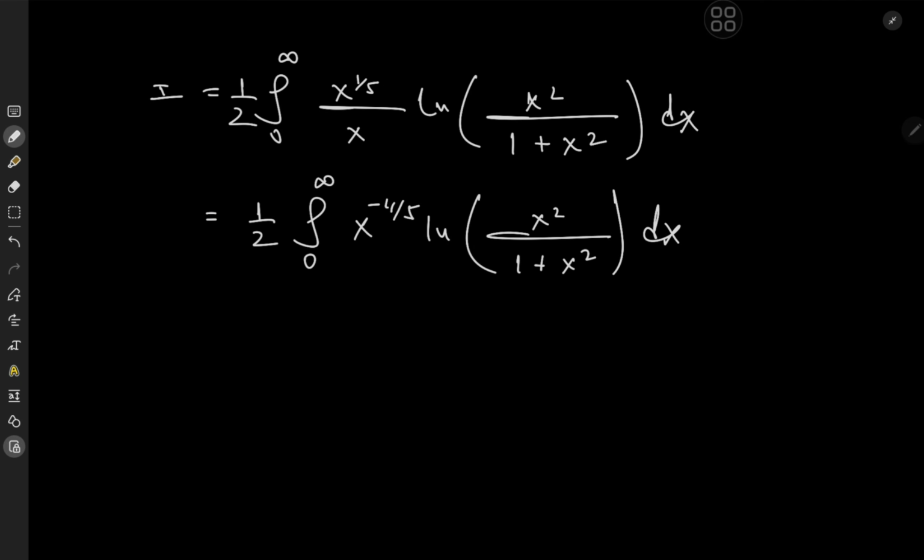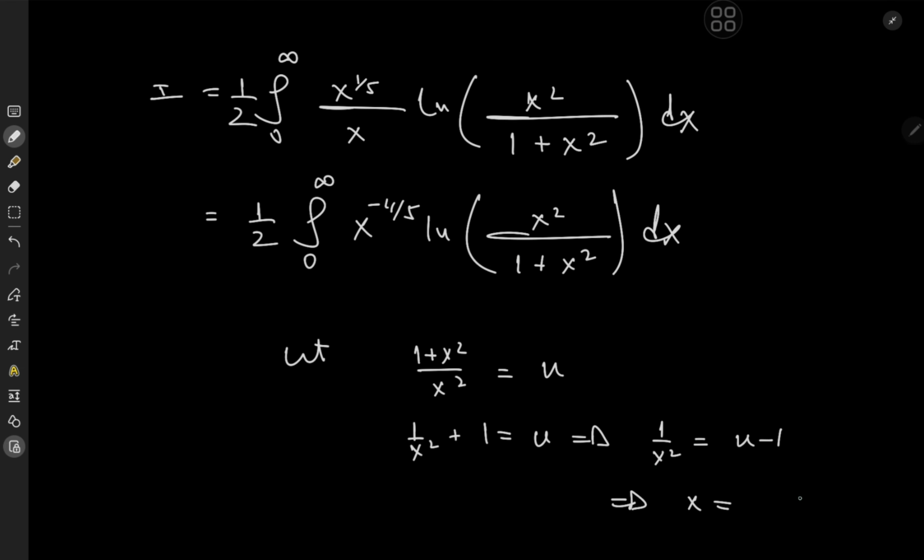So with our new and transformed integral, we're about to make another interesting substitution, and that is we're going to let 1 plus x squared over x squared equal u, as in the reciprocal of the argument of the logarithm. It works the other way itself, but this one's nicer. So we have 1 over x squared plus 1 equals u, which implies that 1 over x squared equals u minus 1, or that x here just equals 1 over u minus 1 to the 1/2.